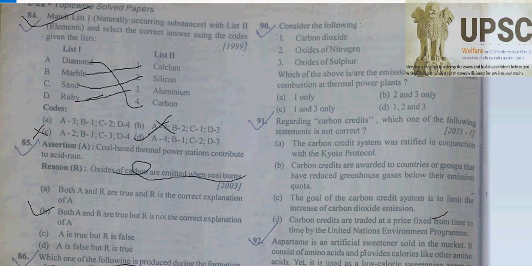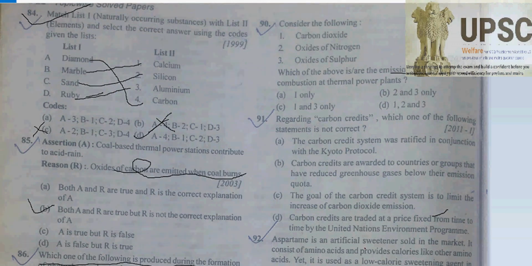Next, the question: one thing is the emissions from coal combustion in thermal power plants. Carbon dioxide, of course, oxides of nitrogen, and of course oxides of sulfur. These are all easily emitted. So here 1, 2, 3 are all going to be the correct answer.